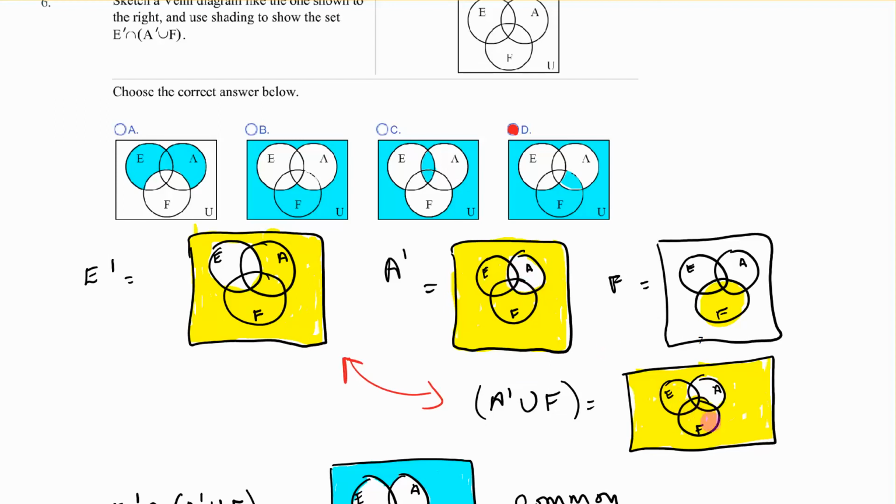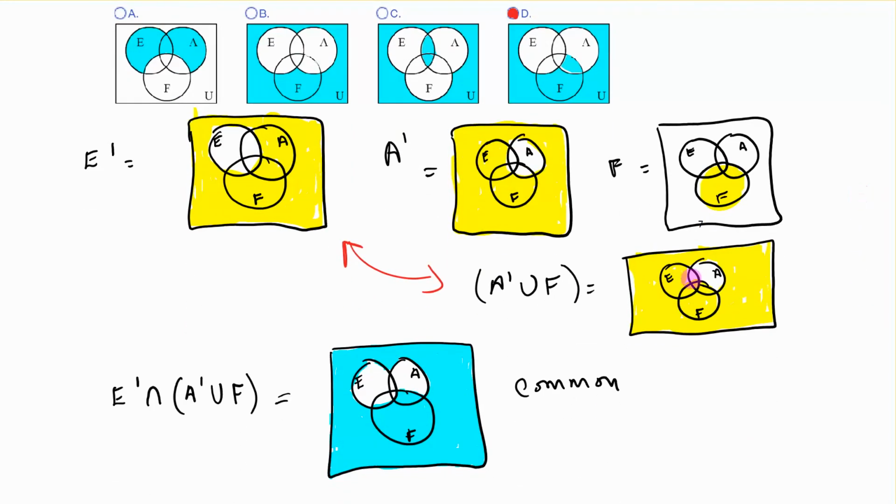So I've got this. And now if I want to intersect that with E, that means what's common, what's the same in both of these. And you get all of the U part around, and then F right here, not counting this little piece here. That's the only pieces that are common to both of those. So that would be D.